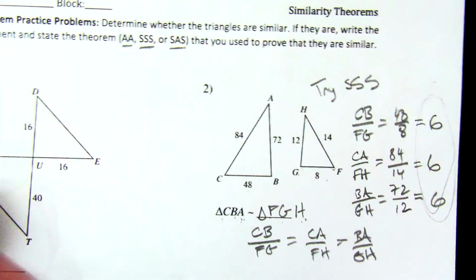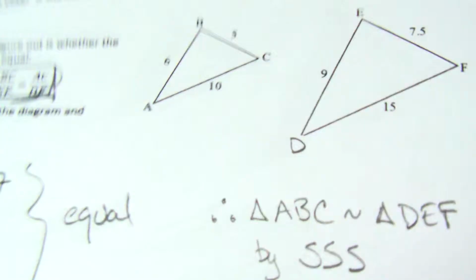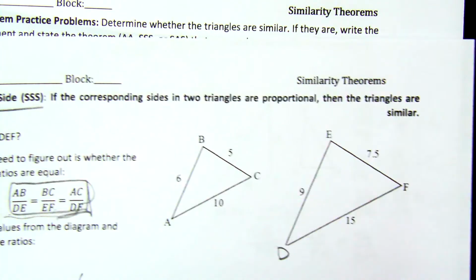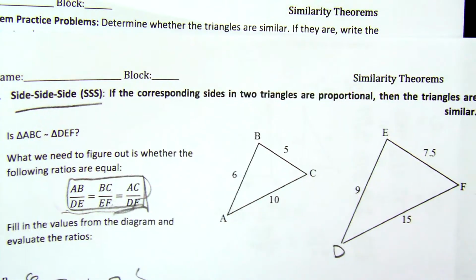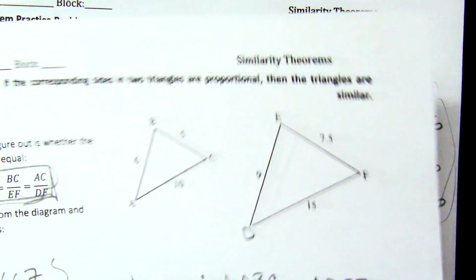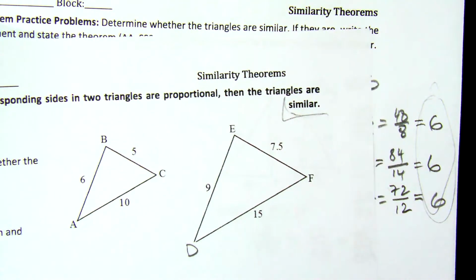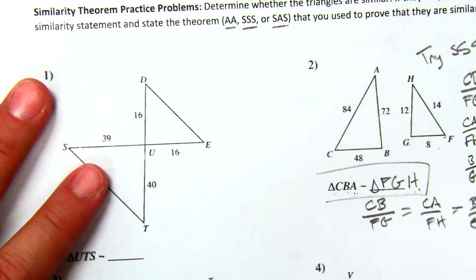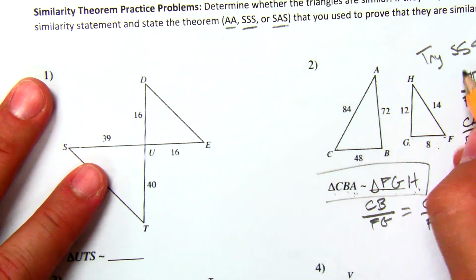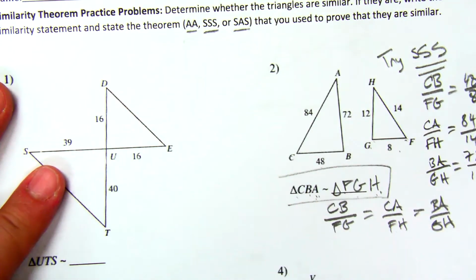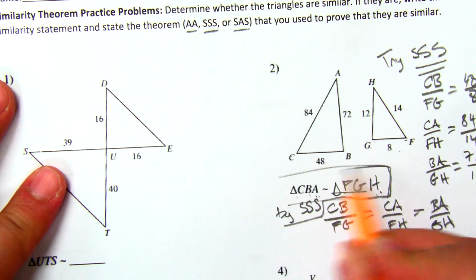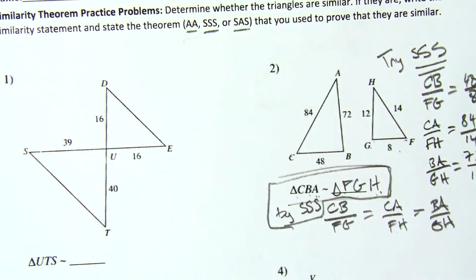So the side, side, side theorem says, if the corresponding sides in two triangles are proportional, then the triangles are similar. So we get triangle CBA is similar to triangle FGH by side, side, side. By SSS. I'm sure you can make this a little bit neater on your paper.